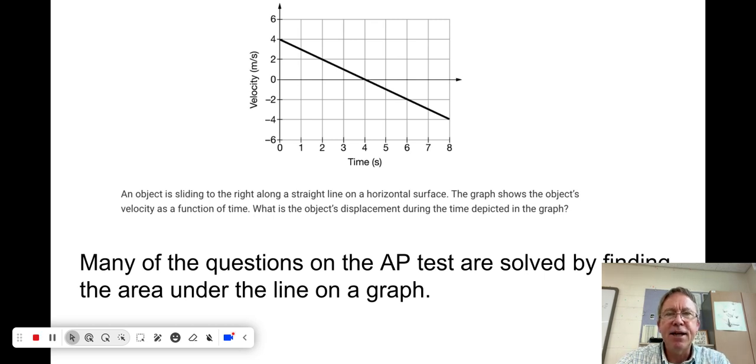Hey, so here's the thing. On the AP test itself, there's going to be a lot of questions, a lot of them, where the way to solve it is to find the area under the line on a graph. So let's just briefly talk about this. Here's an example of one of the kind of questions they'll ask. I just want to make sure that you understand how to do this. Most of you do, but in case you don't, watch the screencast and maybe it'll help.